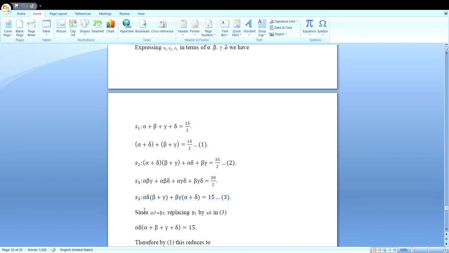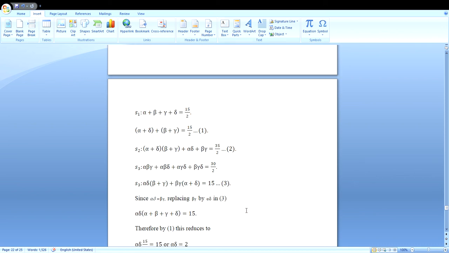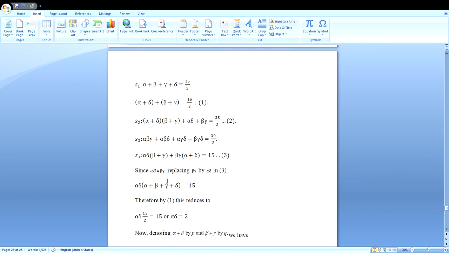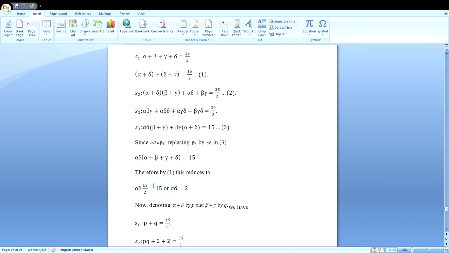And simplifying further, we have S3 as alpha delta into beta plus gamma plus beta gamma into alpha plus delta is 15. Since alpha delta equal to beta gamma, replacing beta gamma by alpha delta in 3, we have alpha delta into alpha plus beta plus gamma plus delta equal to 15. Therefore, by 1, we have alpha delta into the value of alpha plus beta plus gamma plus delta is 15 by 2. Therefore, alpha delta into 15 by 2 is 15, or alpha delta equal to 2.